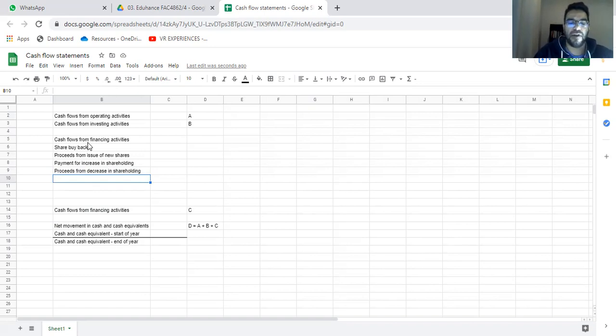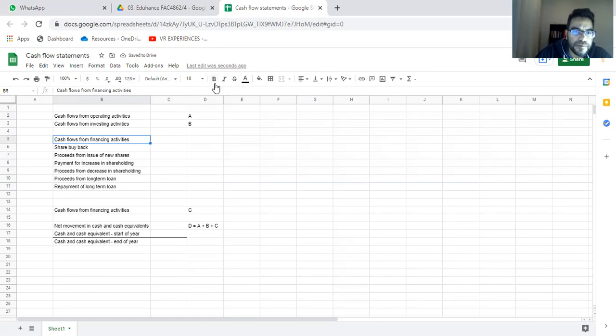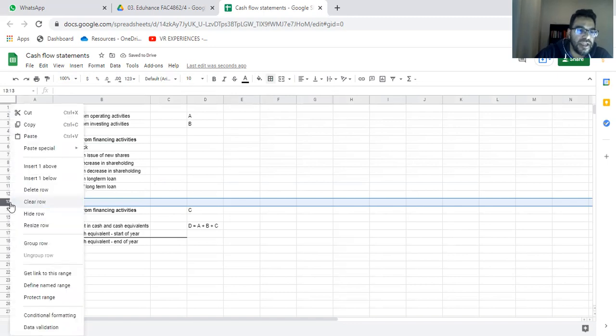So if you are making money from a loan, you will say proceeds from long-term loan. If you are making a payment, you will say repayment of long-term loan. Okay, so these are typical examples. So just be very, very aware of them. So these are basically examples. So I'll leave it at that.